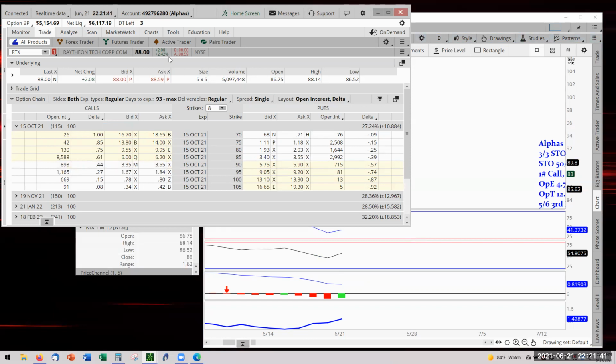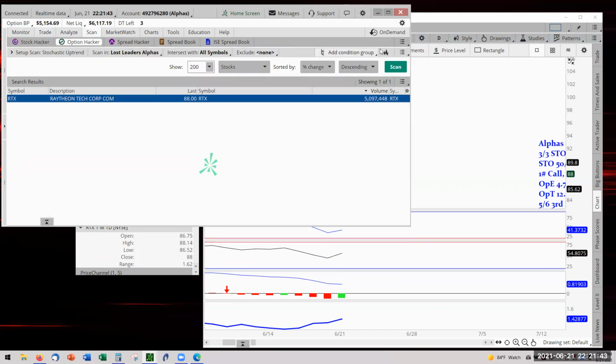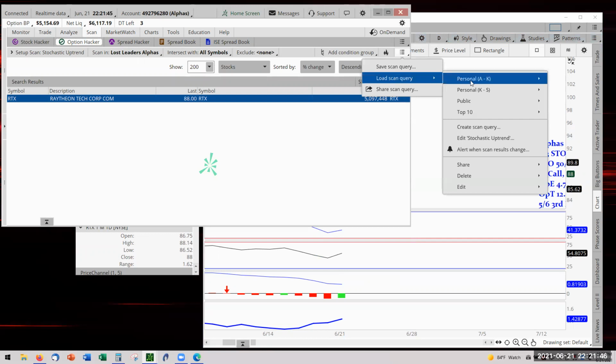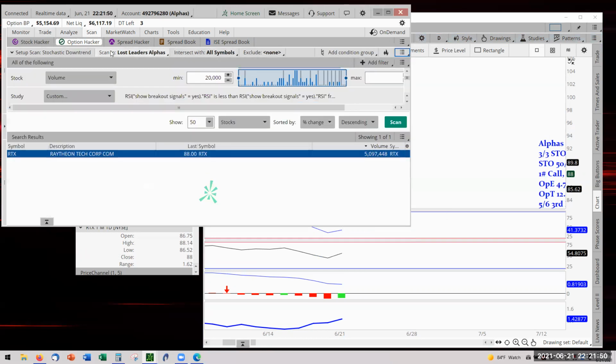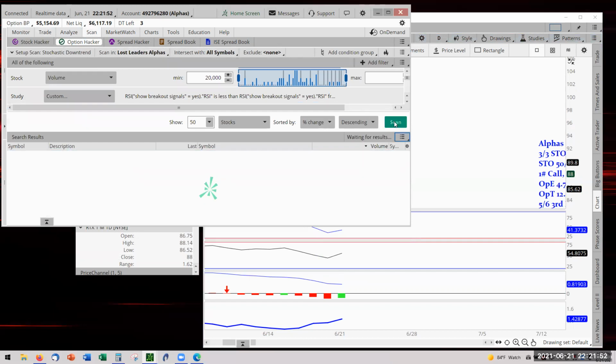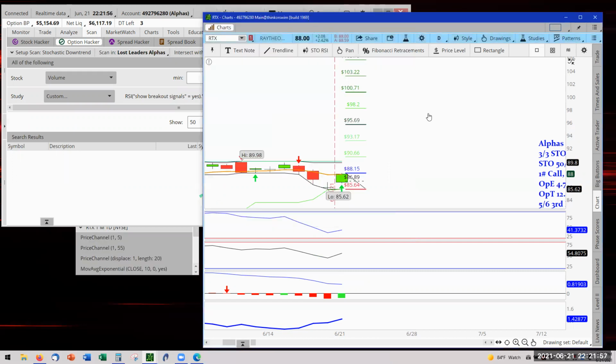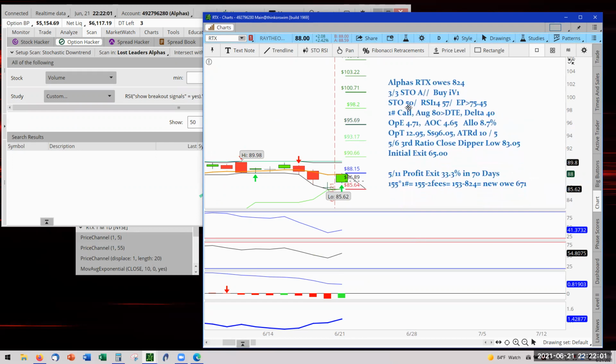That said, let's go ahead and run the scan for the downside in the closing seconds to see if there's anything on the downside. And there's the stochastic downside, there's the alphas. Let's run the scanner. And nothing for the downside. So we'll be looking at the Raytheon setup for tomorrow and see how much Raytheon owes us. Raytheon owes $6.71. It won this last trade.